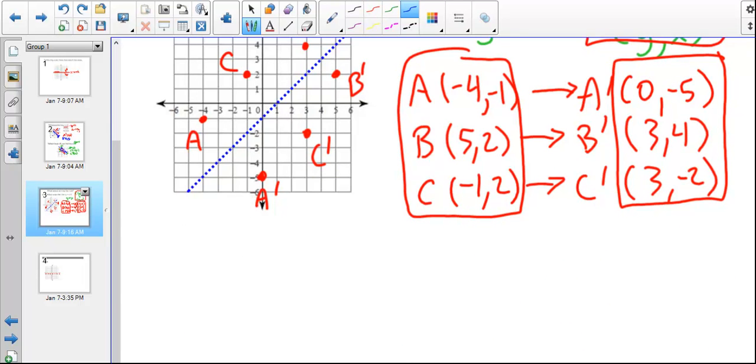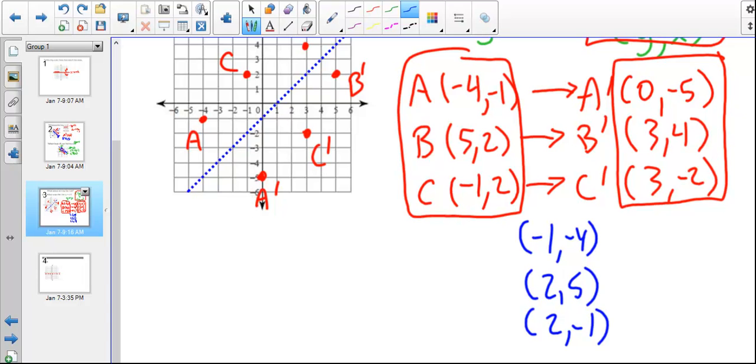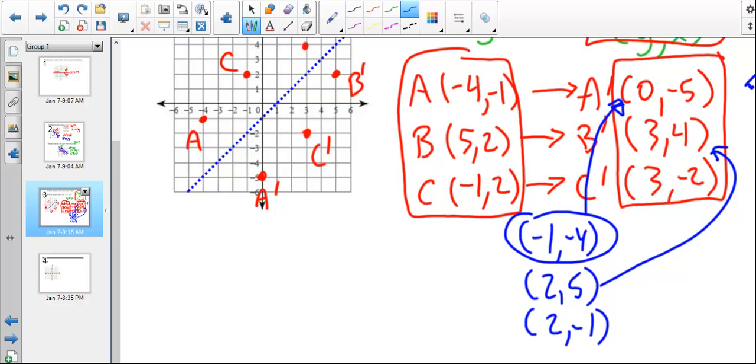So for instance, I'm personally going to take these points and say, what would happen if I just used the old rule? If I just switched them, -4, -1 would turn into -1, -4, right? The B would be 2, 5, and the C would be 2, -1. And so then I'm going to see if there's any correlation between what would have been my A prime and what really is my A prime, and compare that to how B prime and C prime are different. As I'm looking for a pattern, I might notice, hey, 0 is 1 more than -1. 3 is 1 more than 2. And 3 is 1 more than 2.